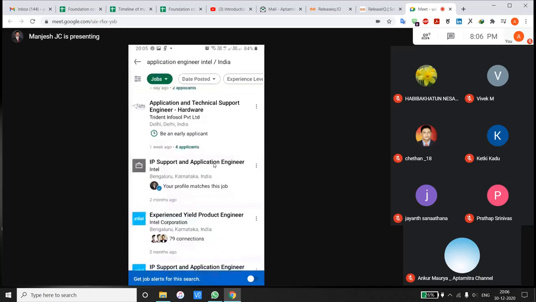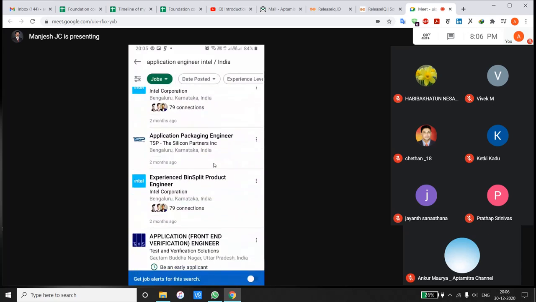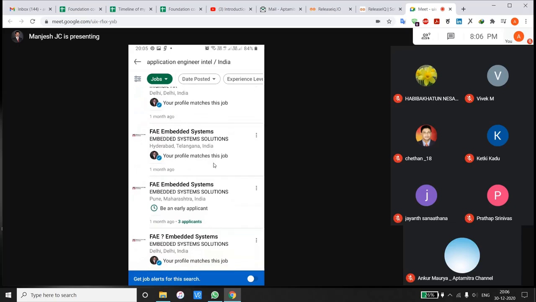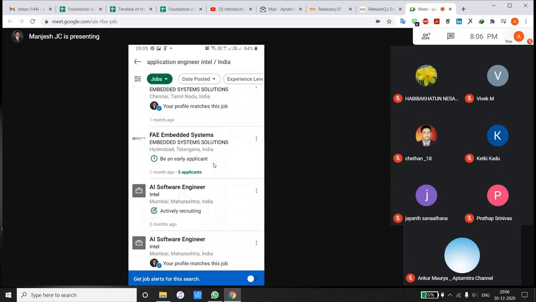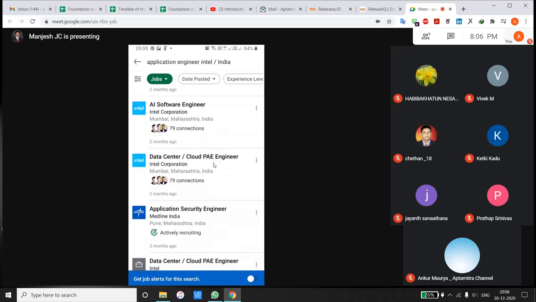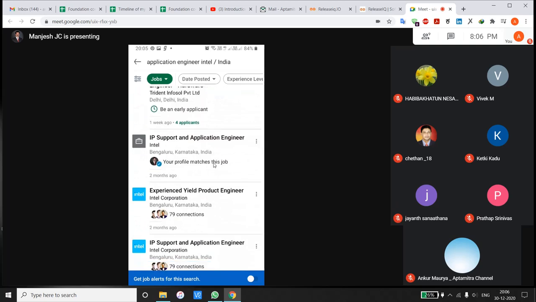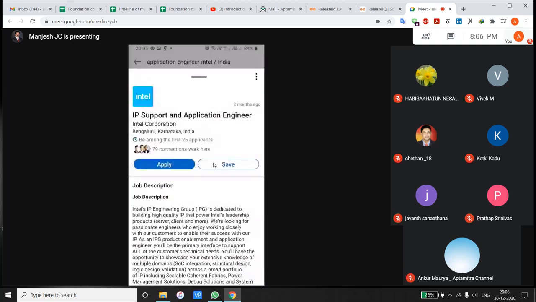Let's look at application engineer roles in Intel. So yield product engineer, IP support and application engineer. We have high speed electrical validation expert. FAE is there. FAE is field application engineering. AI software engineer. So limited jobs nowadays in application engineering. Let's take IP support and application engineer.